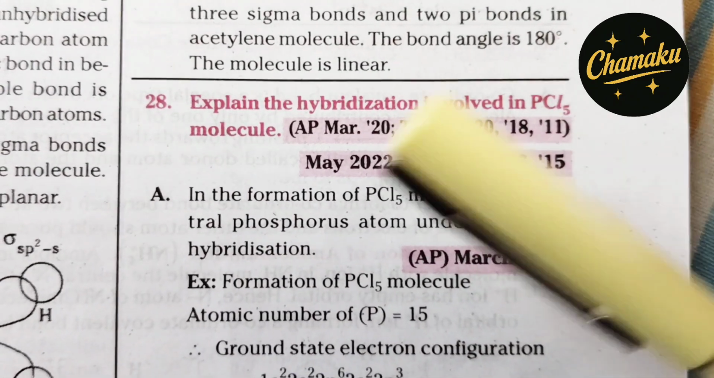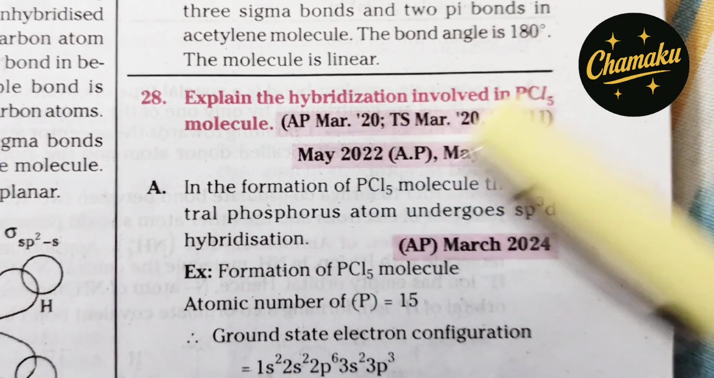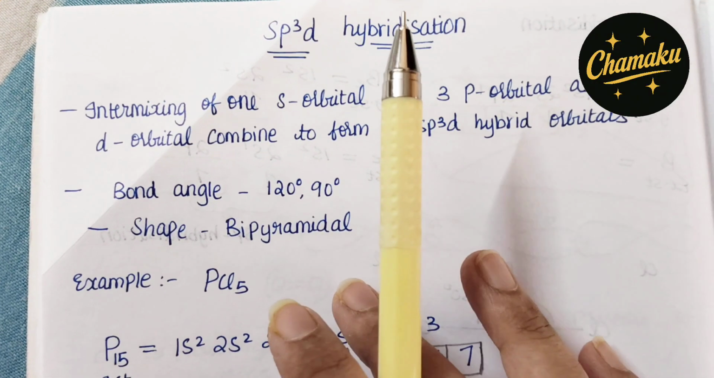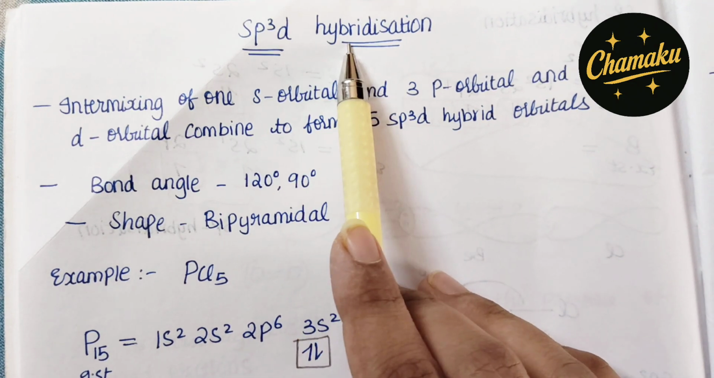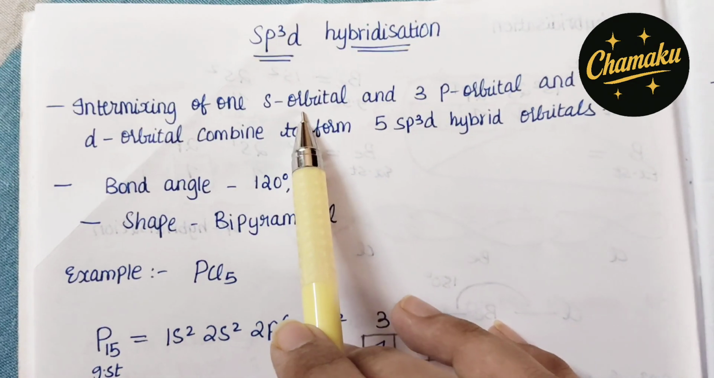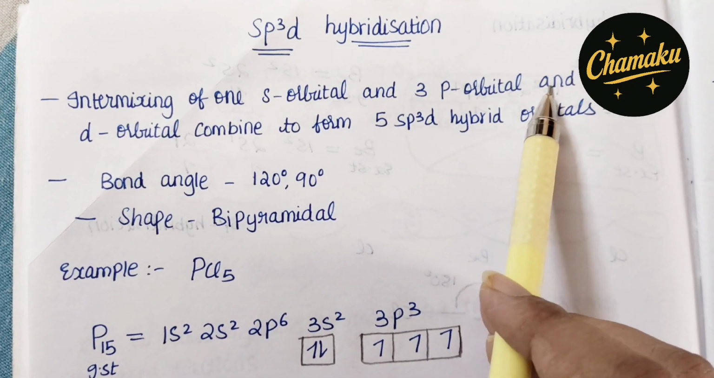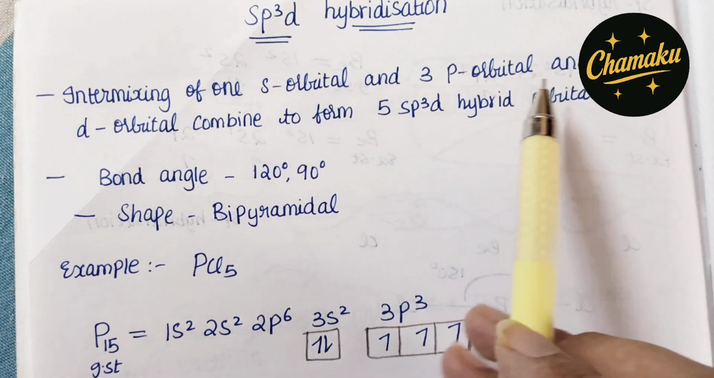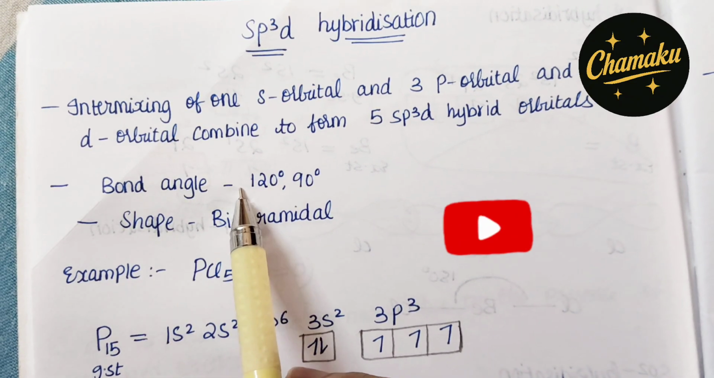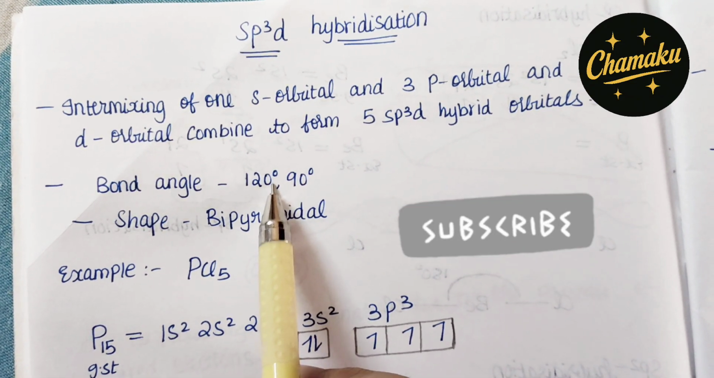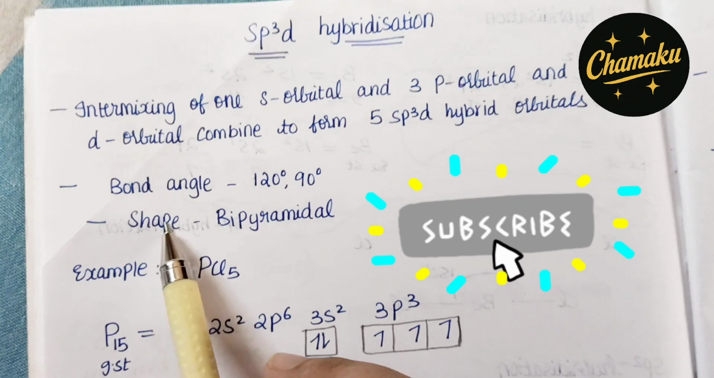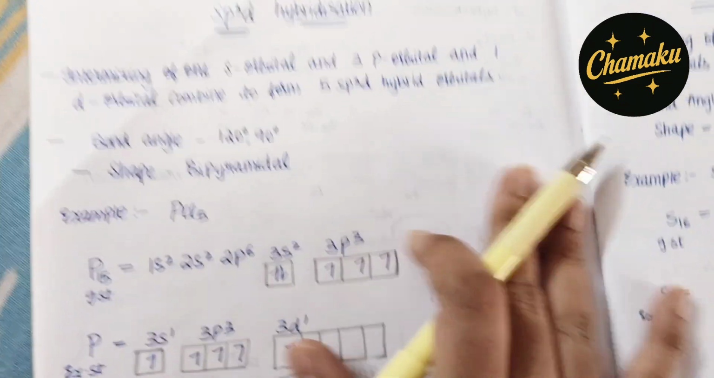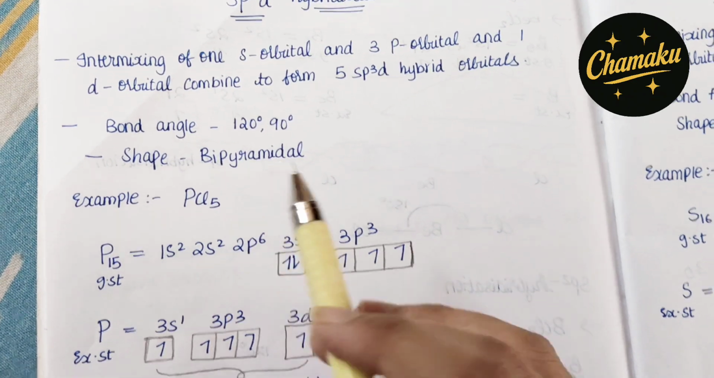The first one: explain the hybridization involved in PCl5 molecule. The hybridization involved in PCl5 molecule is sp3d hybridization, intermixing of one s orbital, 3 p orbitals and 1 d orbital combined to form 5 sp3d hybrid orbitals. The bond angles of this PCl5 molecule are 120 degrees and 90 degrees. The shape of PCl5 is trigonal bipyramidal. This is the example of sp3d hybridization, which we got as PCl5.